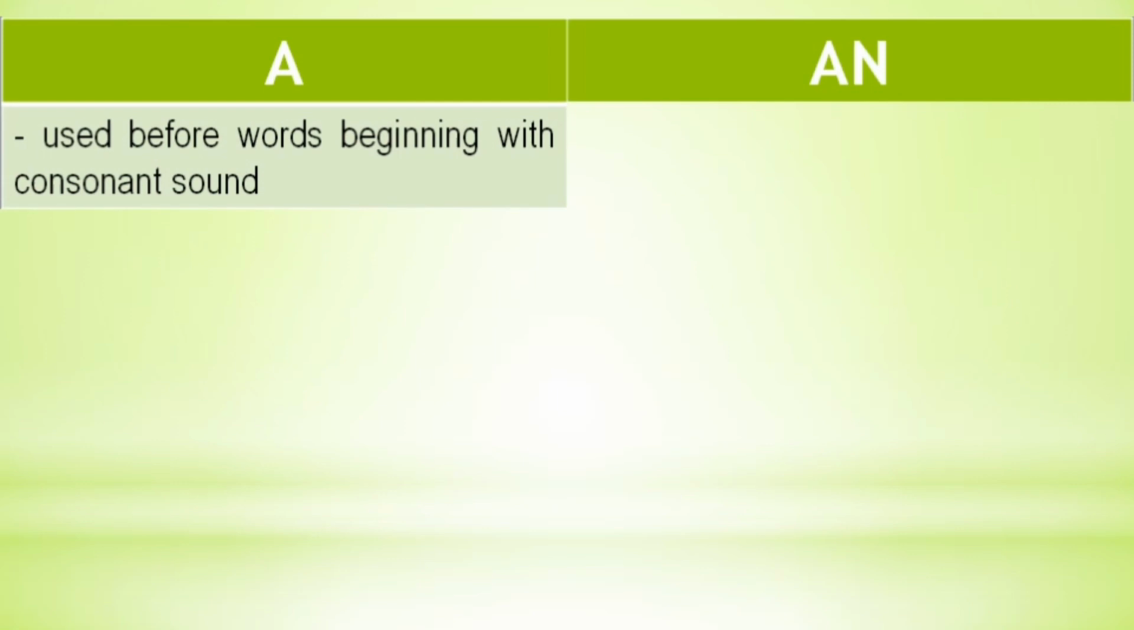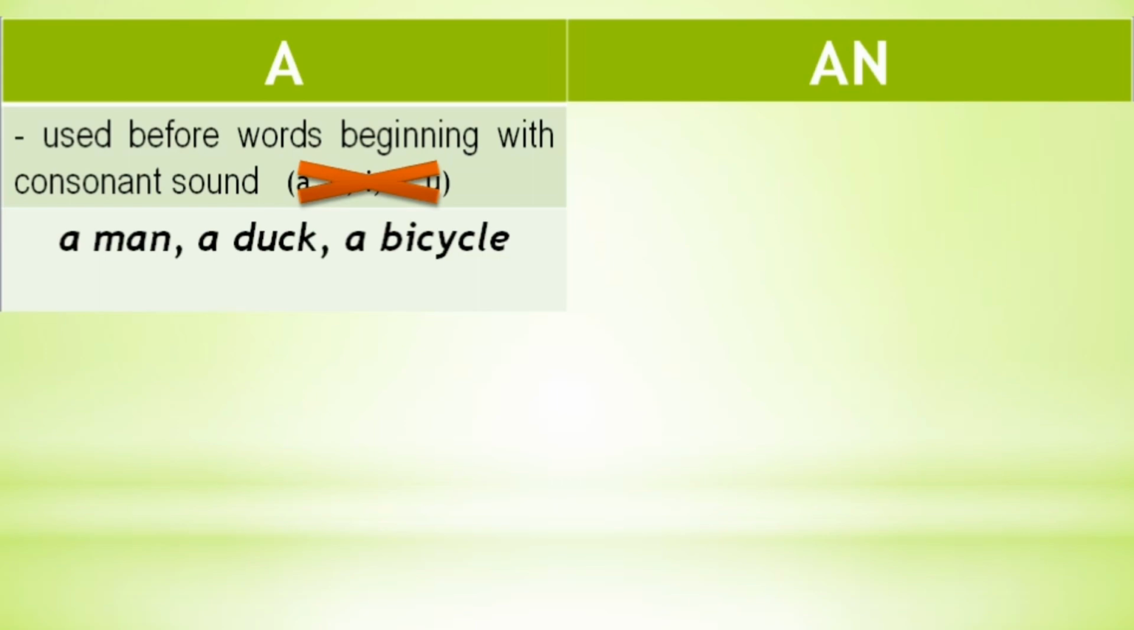Let's have now our lesson proper on how to use "a" and "an" correctly. So let's start with "a." "A" is used before words beginning with consonant letters. So in the alphabet, you're going to remove A, E, I, O, and U. The remaining letters in the alphabet are what we call consonant letters. So that is the first use of "a." We have here examples: a man, a dog, a bicycle. M in man is a consonant letter, same with D in dog and B in bicycle. So that is the first use of "a," used before words beginning with a consonant sound.